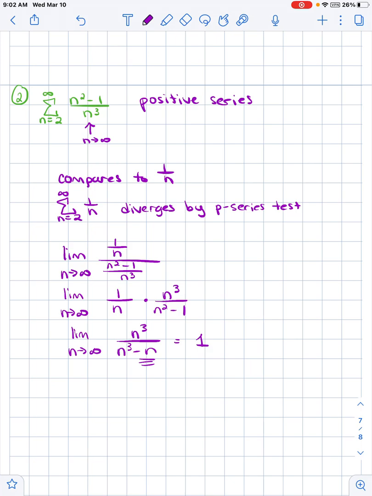This is a positive and finite value. Since we know that 1 over n that we were comparing it to diverges, that means our series also diverges. The sum from n equals 2 to infinity of n squared minus 1 over n cubed diverges by the limit comparison test.